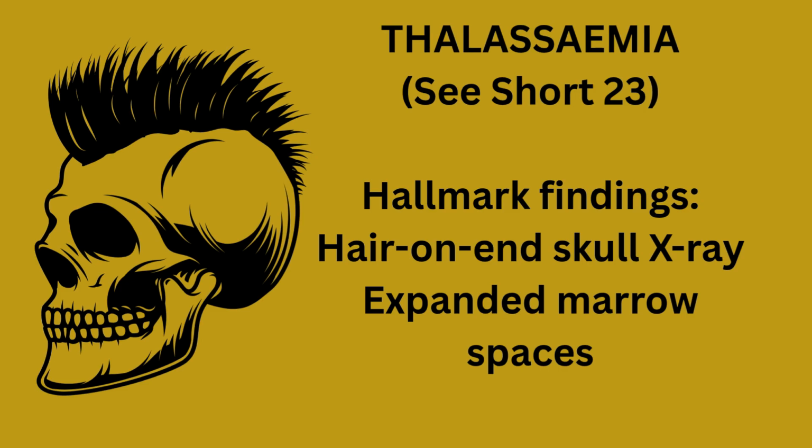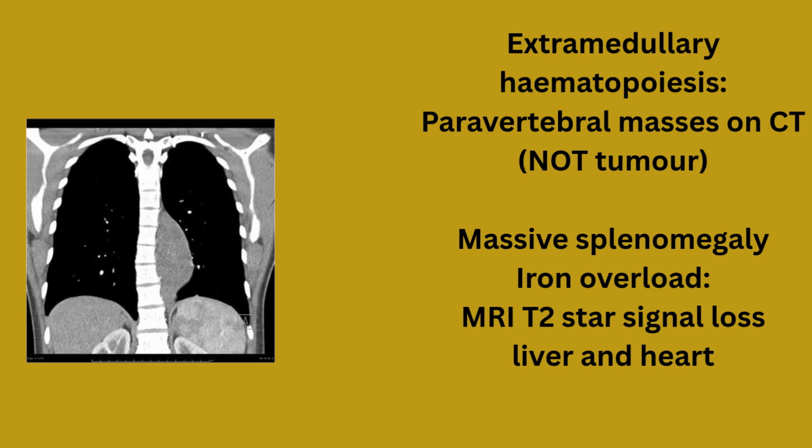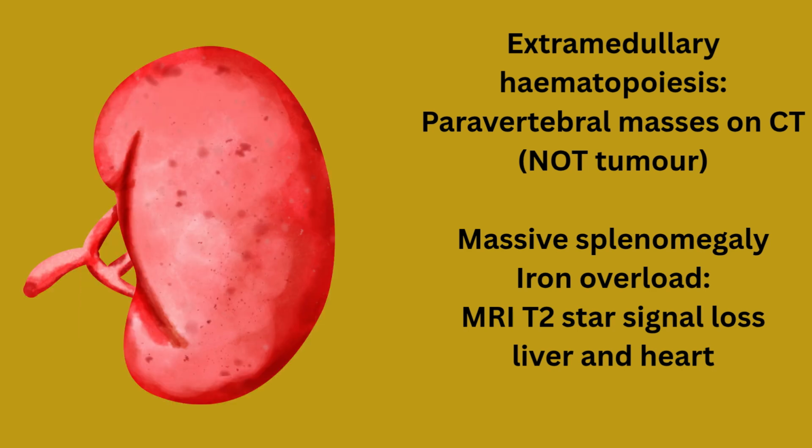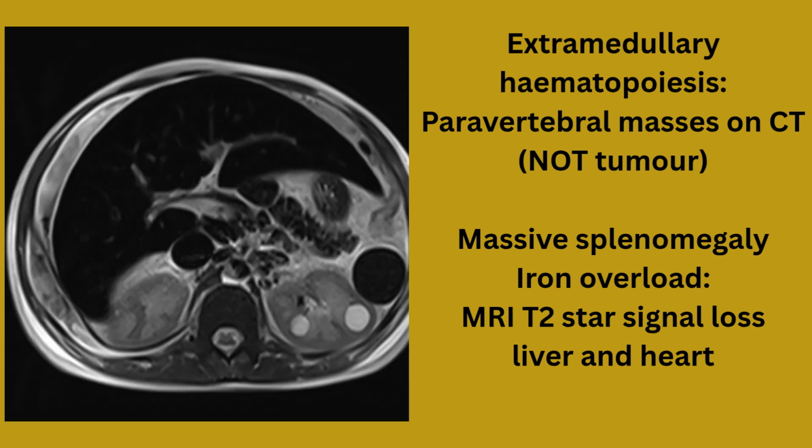Thalassaemia: the bones tell the story. Hair-on-end skull from expanded marrow spaces, paravertebral masses on CT. These are extramedullary haematopoiesis, not tumors. Massive splenomegaly. MRI T2 star shows signal loss in liver and heart from iron overload in transfusion-dependent patients. For details, see Short 23.